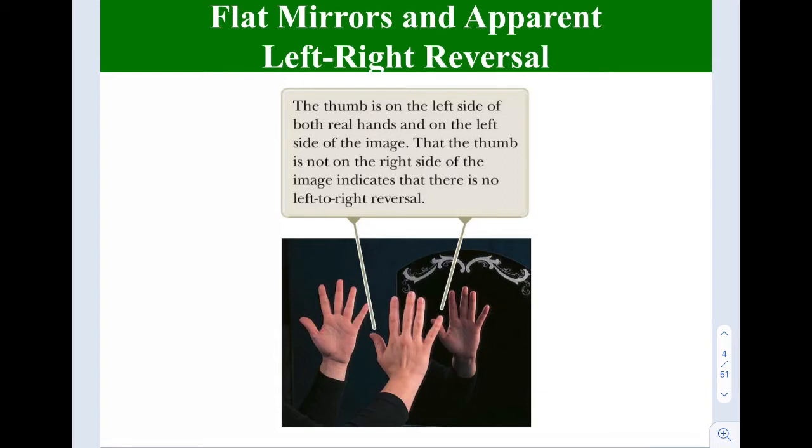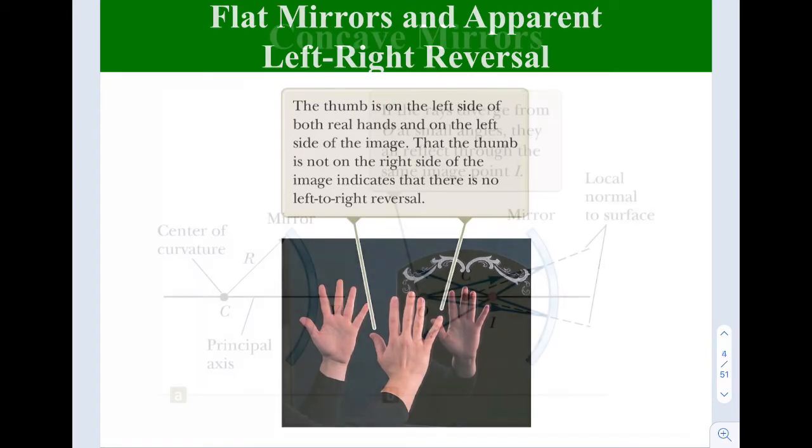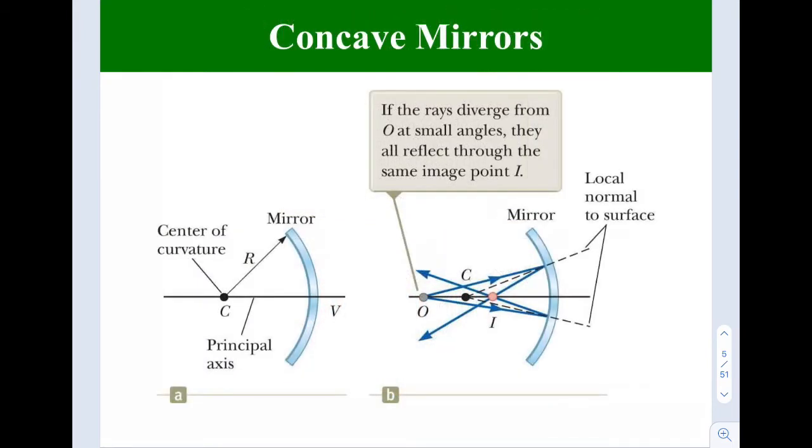This reversal is not actually a left-right reversal. That's why we have the word apparent. The reversal is actually a front-back reversal, caused by the light rays going forward toward the mirror and then reflecting back from it. Now let's move to concave mirrors, right?